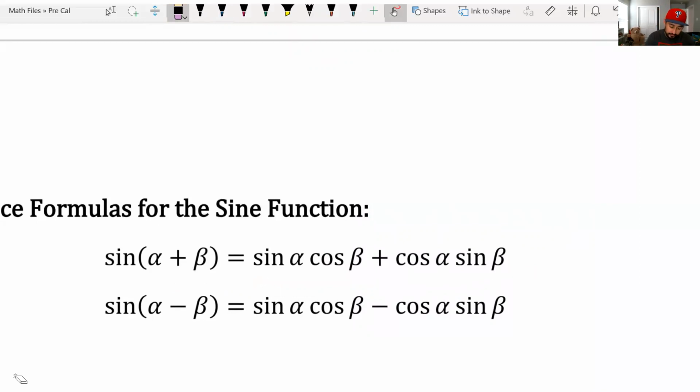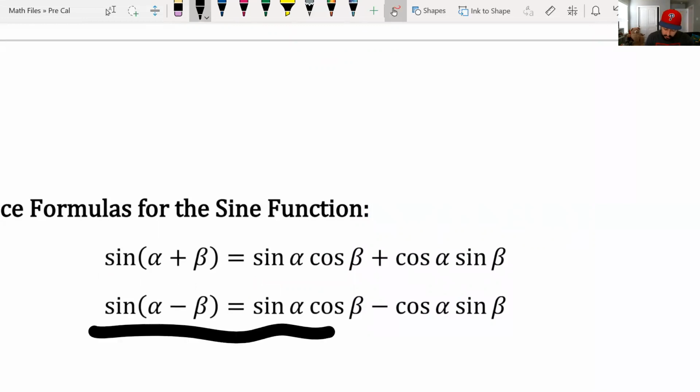Then the difference formula, sine alpha minus beta is sine alpha cosine beta minus cosine alpha sine beta. So now we have 4 formulas. 2 sum and difference for cosine, 2 sum and difference for sine.